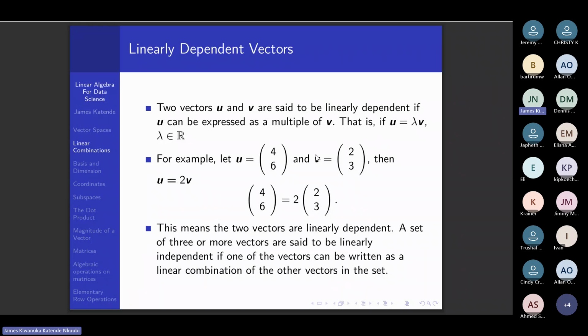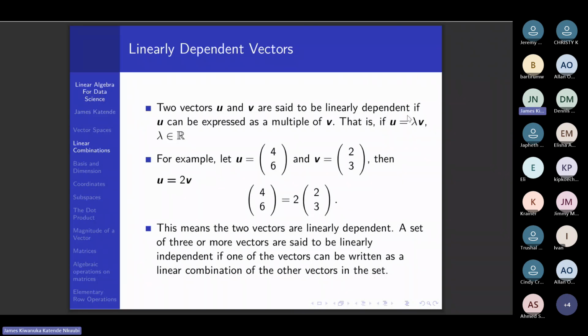Right? So for example, we have this vector in R2, U = (4, 6), and the second vector V = (2, 3), both of them in R2. And we observe that we can write U as 2 multiplied by V. You can double check that it is true. If you multiply V by 2, you will get U. So U and V are said to be linearly dependent because now I am able to obtain U as a multiple of V.